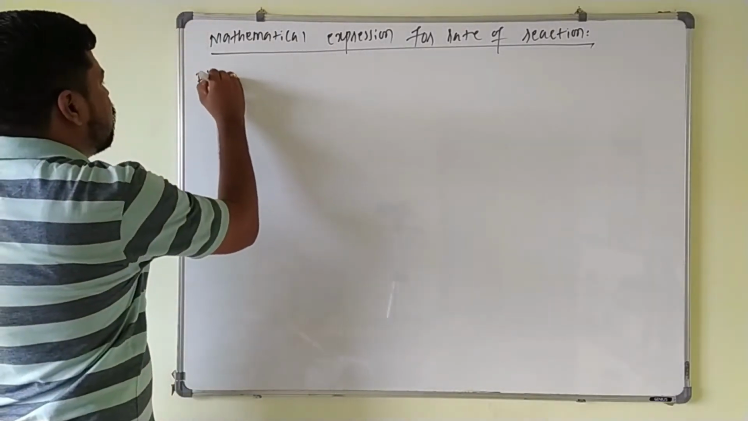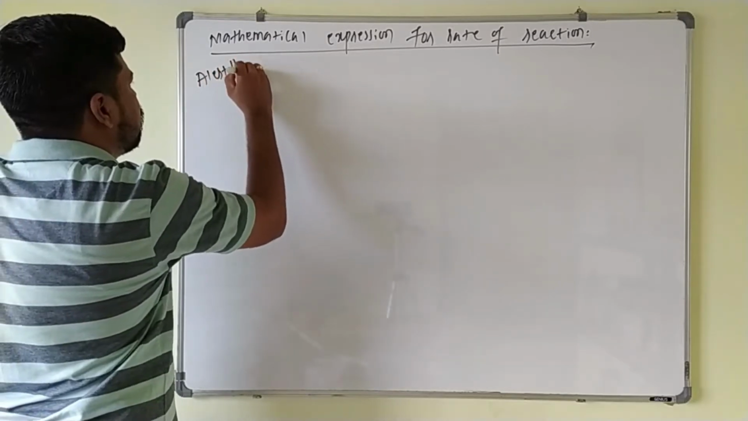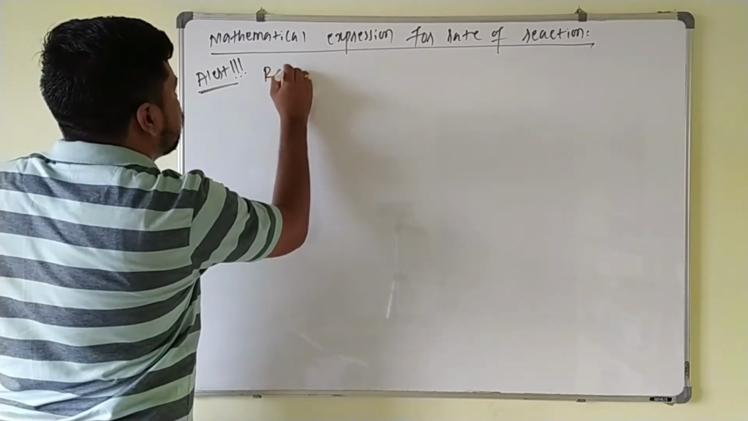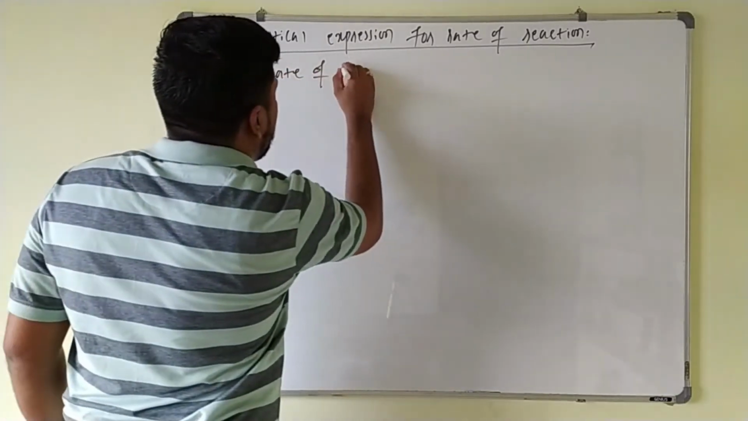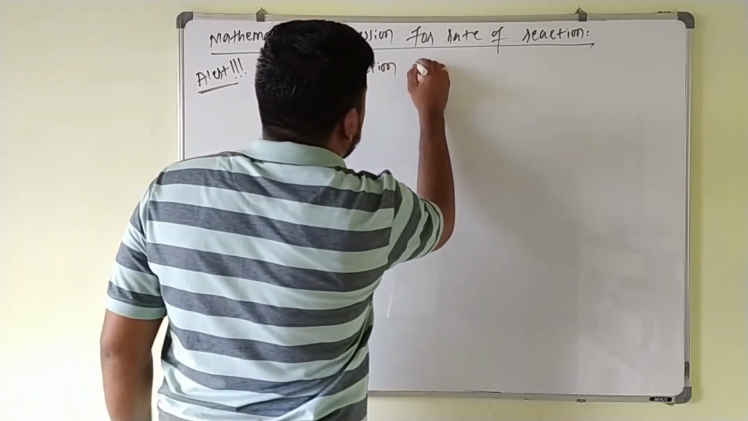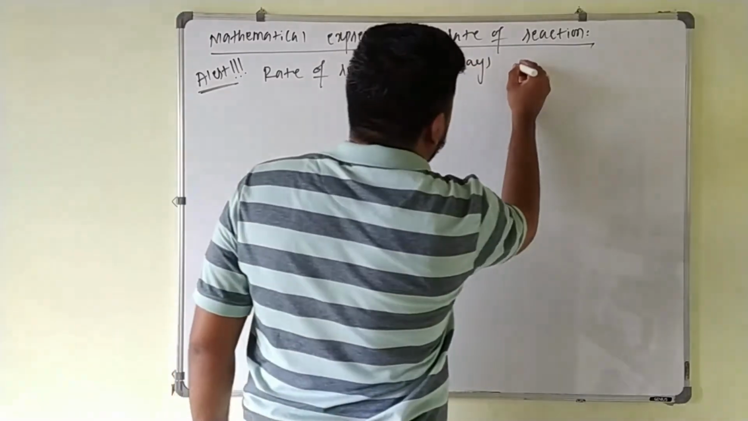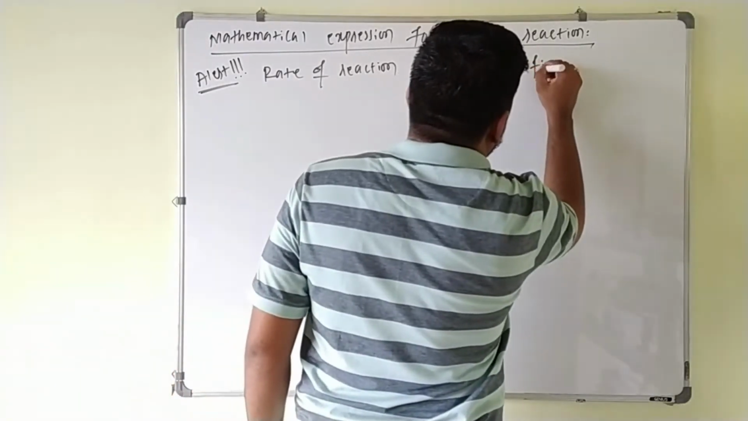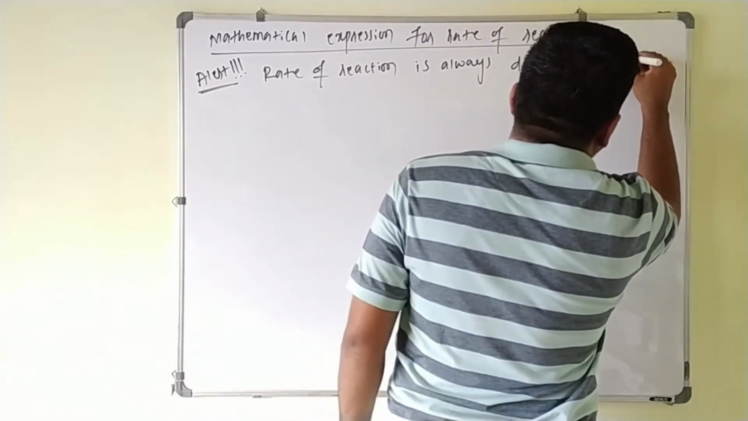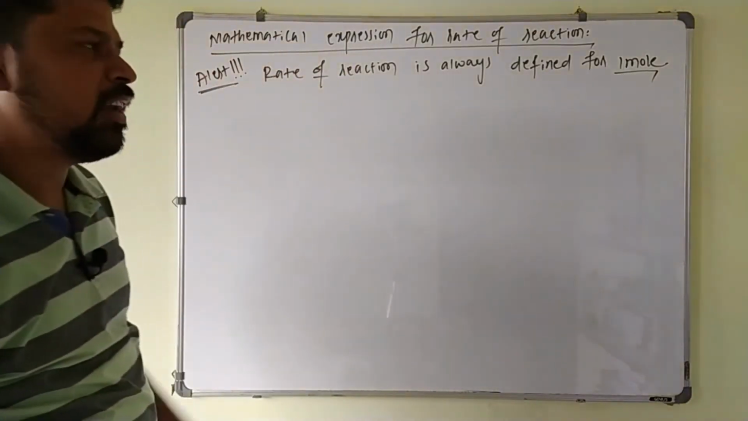Alert, always you have to remember this one, that is, rate of the reaction is always defined for 1 mole of the reactant or product here. That is very, very important.